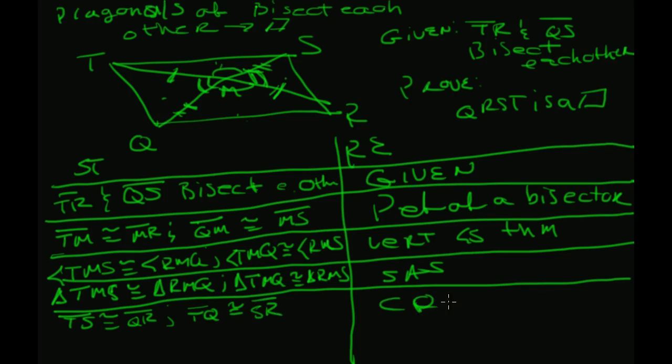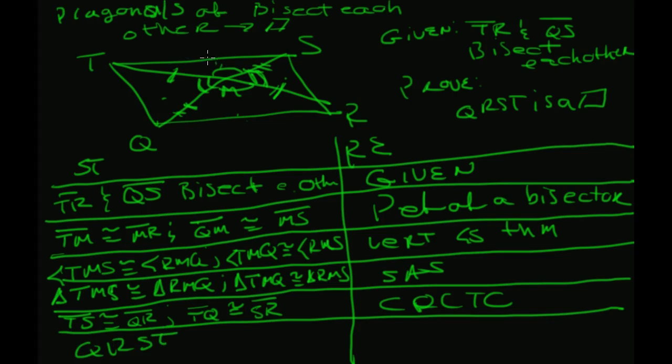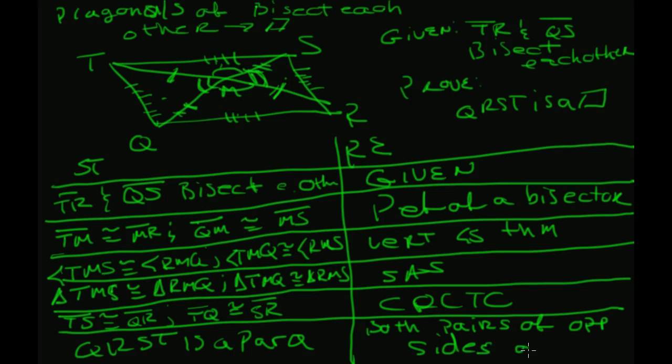That's by CPCTC, which means that QRST, because if this is congruent to that, and that is congruent to that, then this has to be a parallelogram, because both pairs of opposite sides are congruent. Let's real quick recap that there are 5 methods.